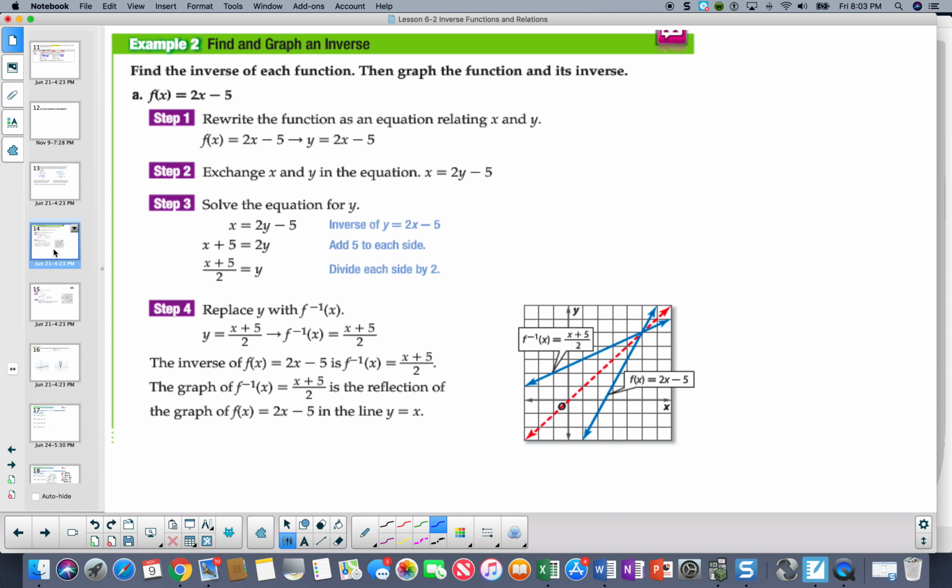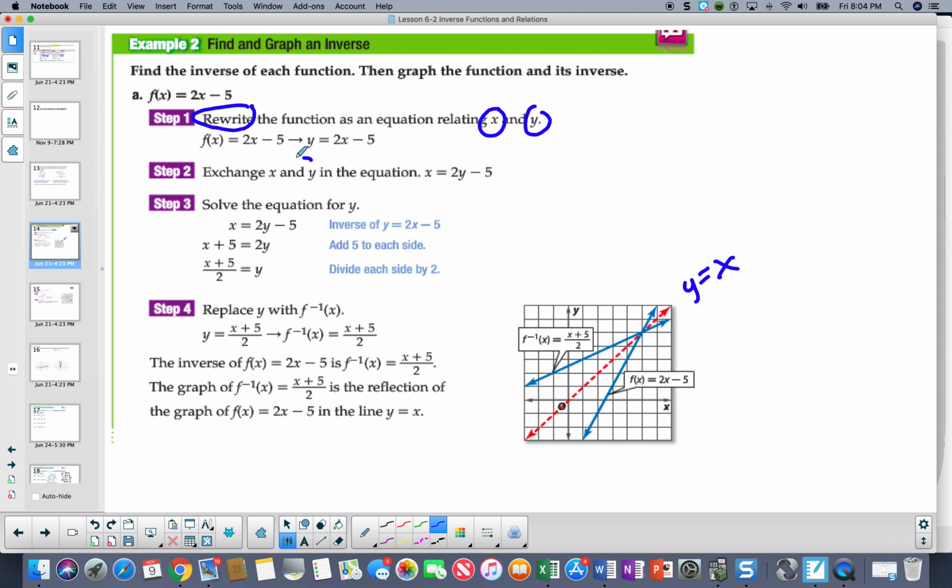Alright, find and graph an inverse. So here are the steps to finding an inverse. What we're wanting to do is we're trying to create a function that reflects over the y equal to x line, y equal to x. So step 1 is to rewrite the function so that you're using just x's and y's. So we're going to take this function f of x and we're going to just make it a y instead.